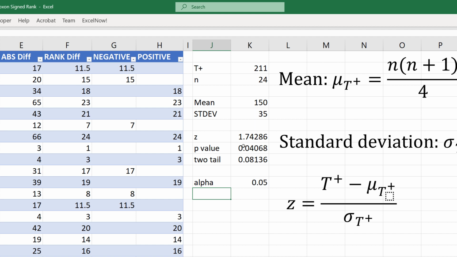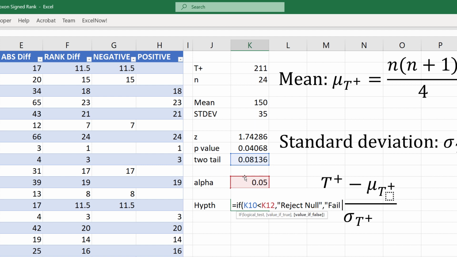So what about our hypothesis? Now we can automate our hypothesis decision. So equals, if our p-value for the two-tail is less than our alpha, then we would reject the null.